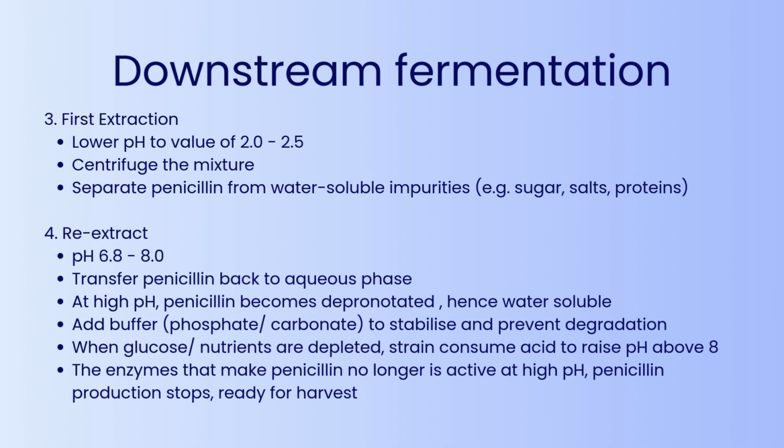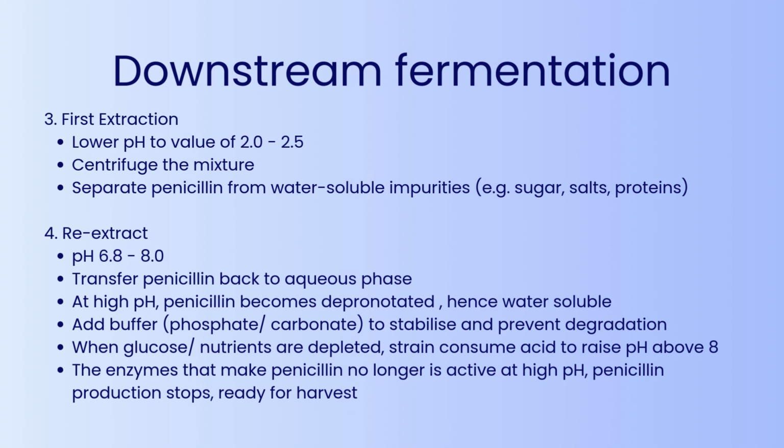We then transfer penicillin back to the aqueous phase and shift the pH to 6.8 to 8.0 using a phosphate or carbonate buffer. Now penicillin becomes deprotonated and water-soluble, leaving organic residues behind. Note that a neutral to slightly alkaline pH prevents degradation and allows further purification.